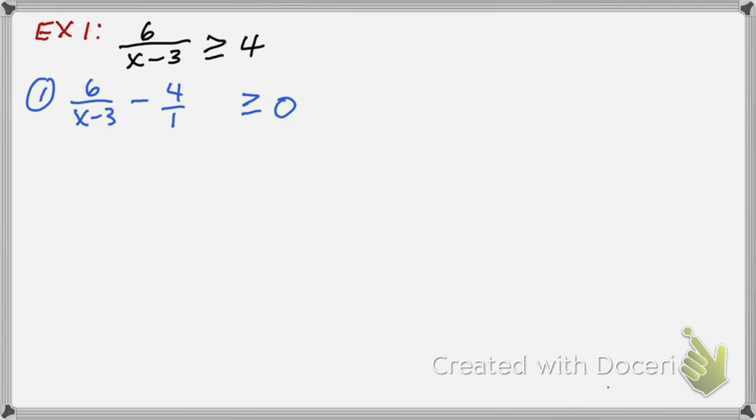So what's my common denominator here? You're right. Thank you, sir. So now my question is, what do I have to multiply that 1 under the 4 by to make it look like x minus 3? X minus 3?